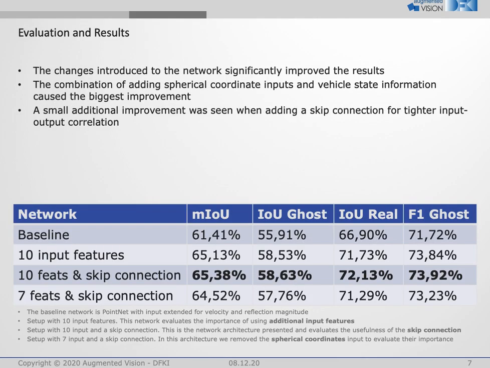To evaluate the changes we made, we did an ablation study where we added each change separately and compared the results to a baseline network. The baseline network is just PointNet with the Cartesian input in addition to the velocity and reflection magnitude. We noticed that each change we made contributed a slight improvement to the results, and the sum of them gave a significant improvement. We can also see the network is better at detecting real targets than ghost targets, but that was expected due to the tricky nature of defining what a ghost target really is.